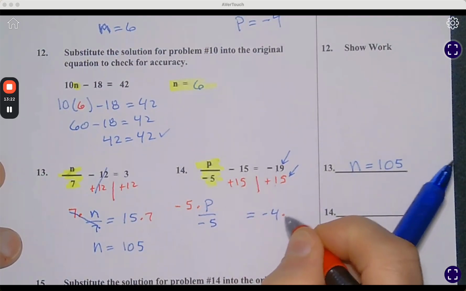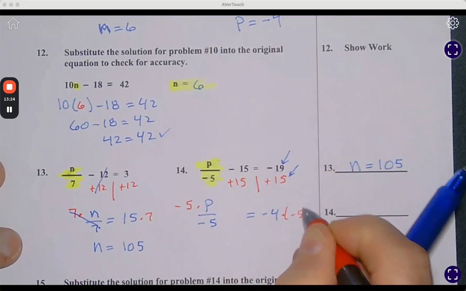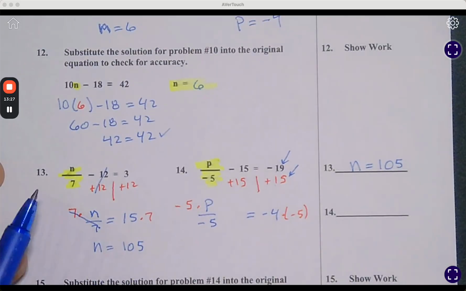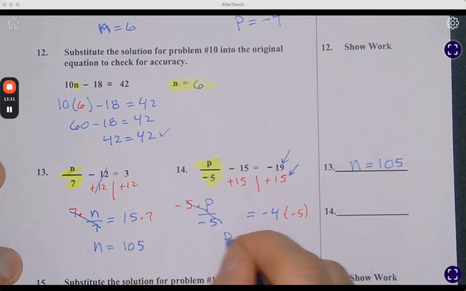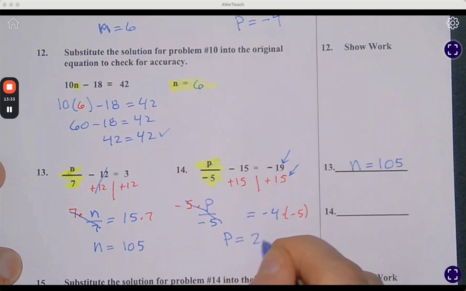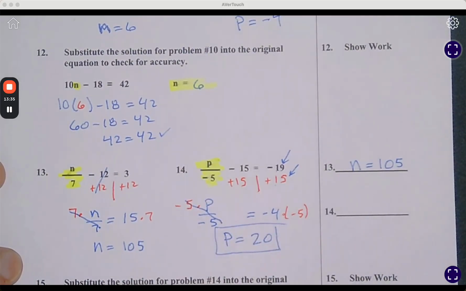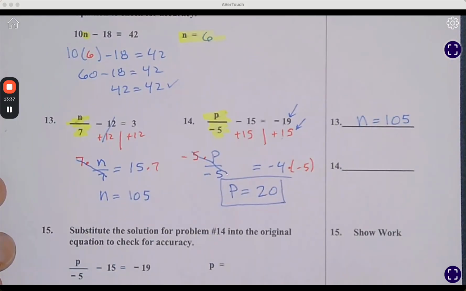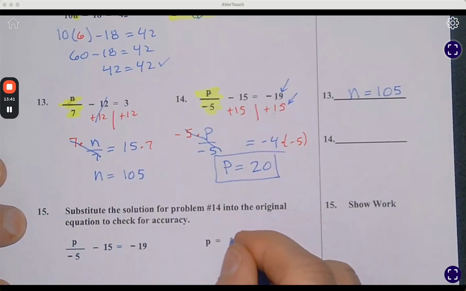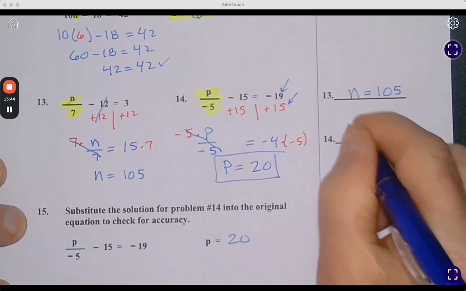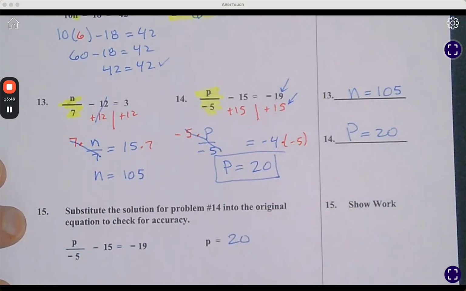Now, inverse operation of division is multiplication. You can show multiplication as a dot. You can show it as a parenthesis as well. All right. Negative 5 divided by negative 5 is 1 P. Negative times a negative is a positive 20. That was a tough one. I think I should check that answer, so I'm going to. Okay, what does P equal? P equals 20. I'm going to put that right there because I'm somewhat confident.